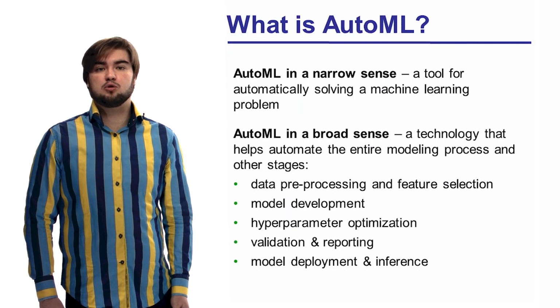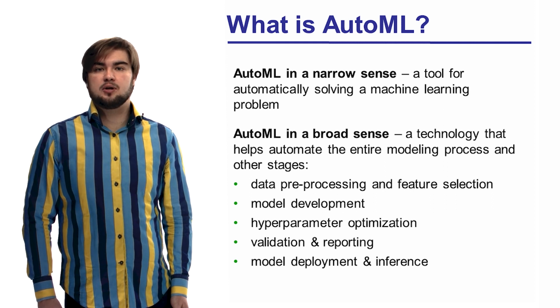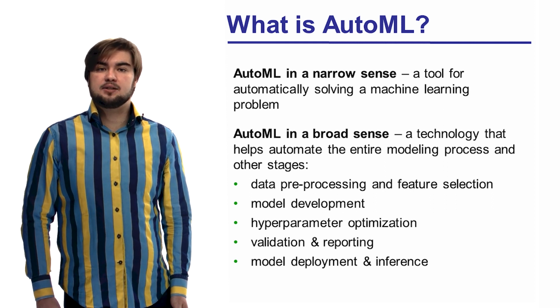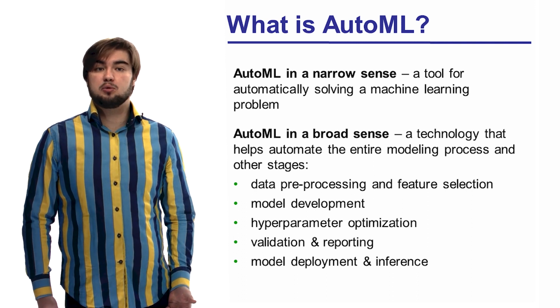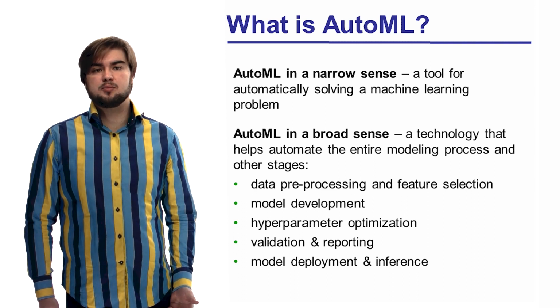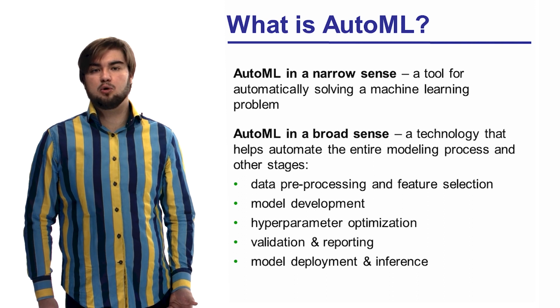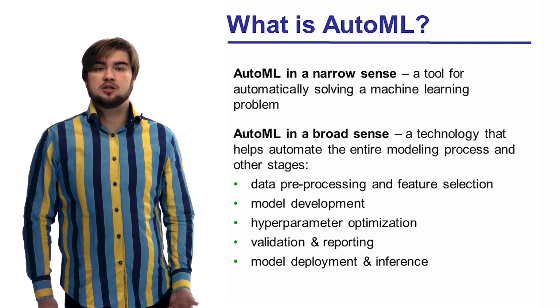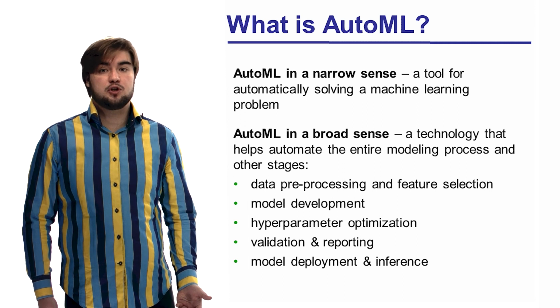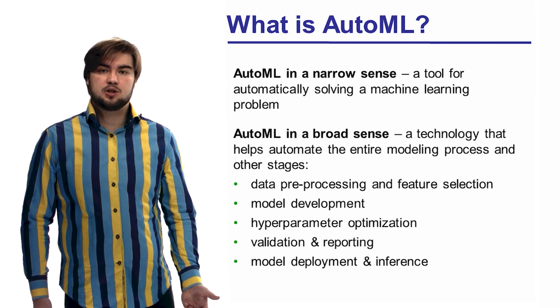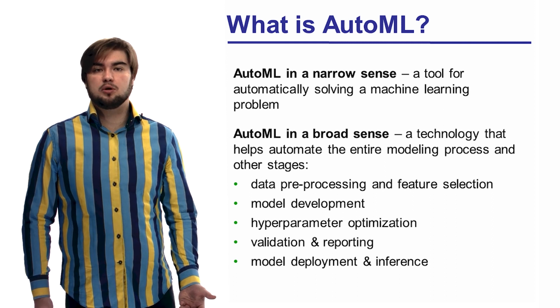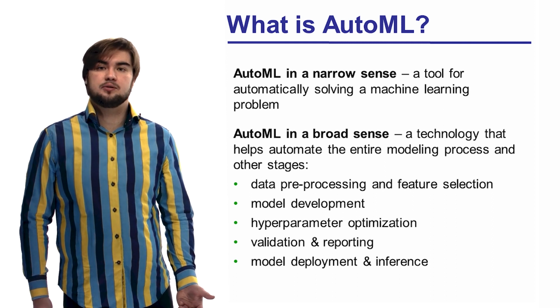So what is automated machine learning, or AutoML for short? If we speak about AutoML in a narrow sense, it is a tool for automatically solving a machine learning problem, while AutoML in a broad sense is a technology that helps us to automate the entire modeling process and other stages, such as data preprocessing, feature selection, model selection, validation, hyperoptimization, monitoring, and model deployment with further inference.